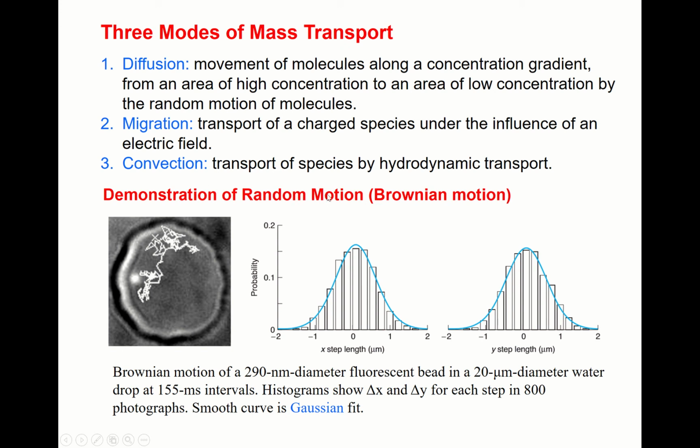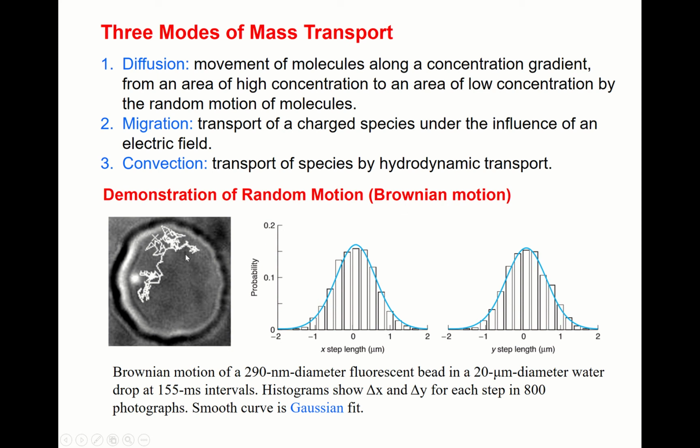Okay, you shake. You dissolve sugar in water, and then usually you shake the water, right? That's the convection, and that action is hydrodynamic transport. Okay? That's the convection. And your textbook demonstrates the random motion, which is also called Brownian motion.